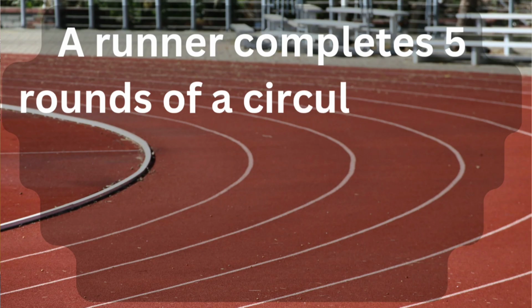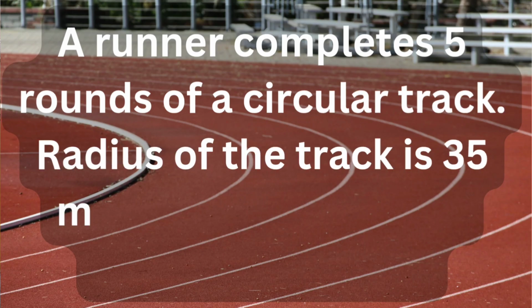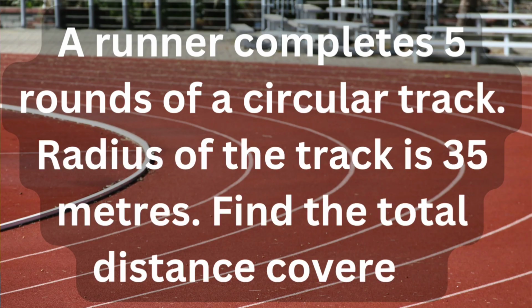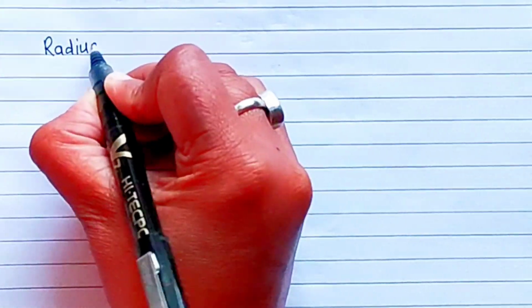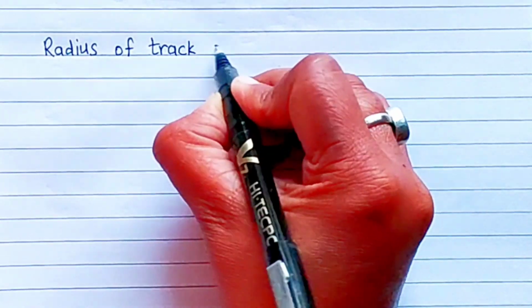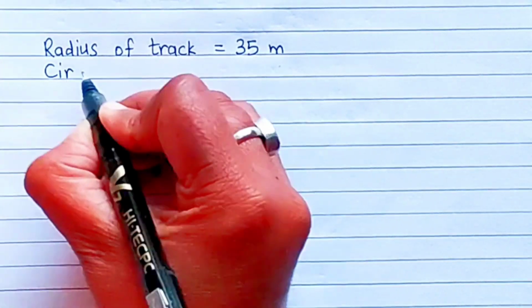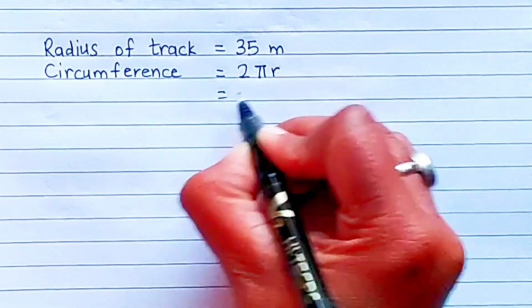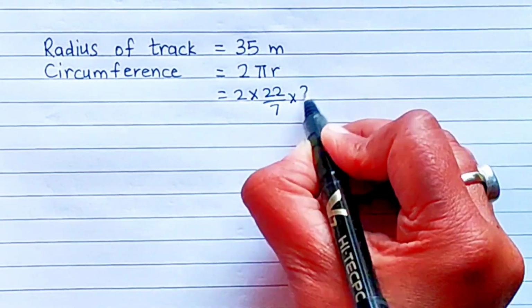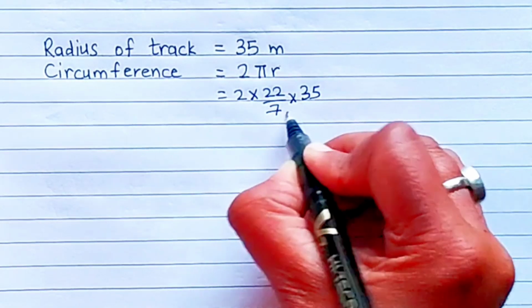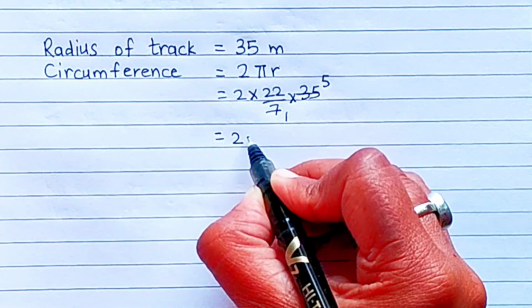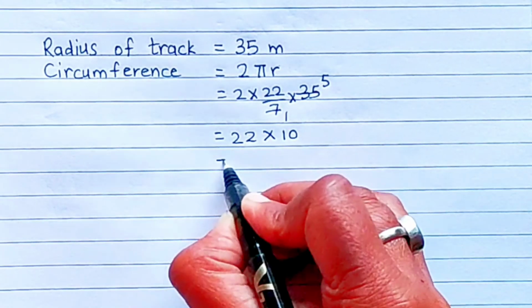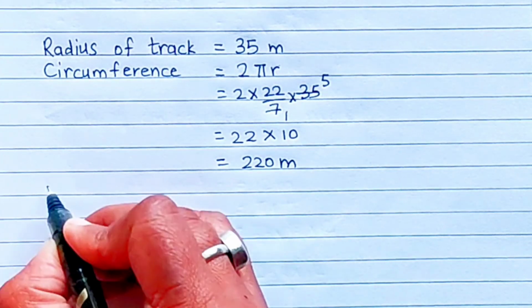Now next question. A runner completes 5 rounds of a circular track. Radius of the track is 35 meters. Find the total distance covered. So first of all, we will find one round. And we will find circumference here. The formula to find circumference is 2 pi r. 2 multiplied by 22 by 7 and value of r is 35. 7 ones are 7, 7 fives are 35. 2 multiplied by 5 is 10. 22 multiplied by 10 is 220 meters.